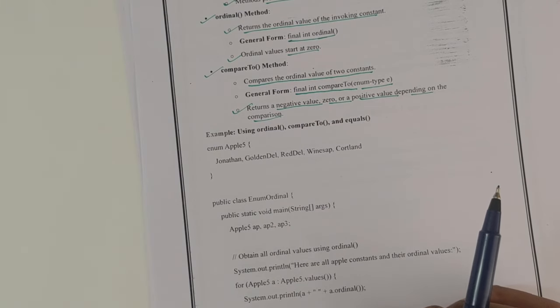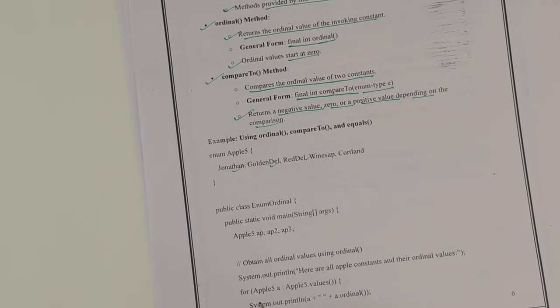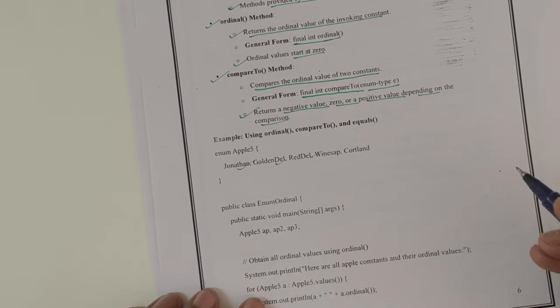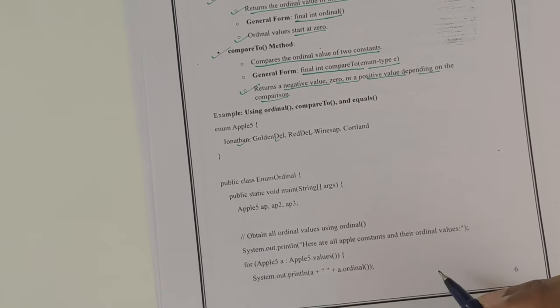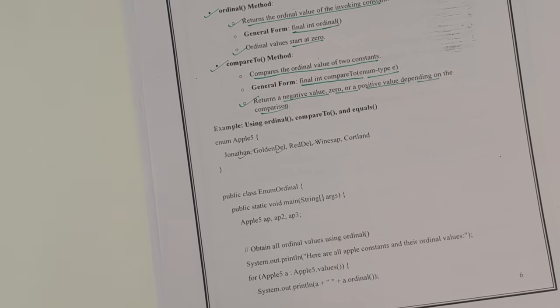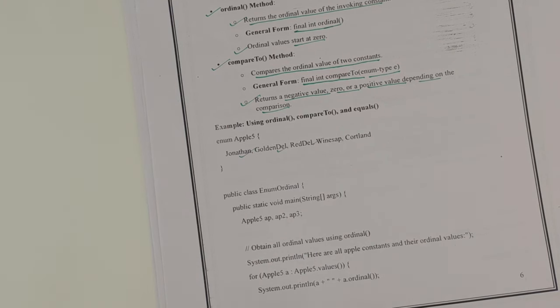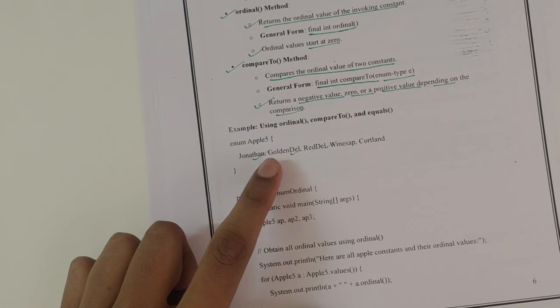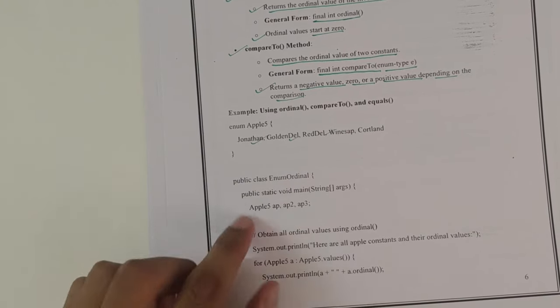Let's see them. First, we can see that we have declared 5 constants: Jonathan, GoldenDel, RedDel, Winesap, and Cortland. Now let's look into the main function. In the main function we use the ordinal method. The ordinal method returns the index of the enum constant in its enum declaration, where the first constant is 0. We have a for loop, for Apple ap : Apple.values(). It returns the position of the enum constant in the enum declaration, where the first constant is always indexed as 0.